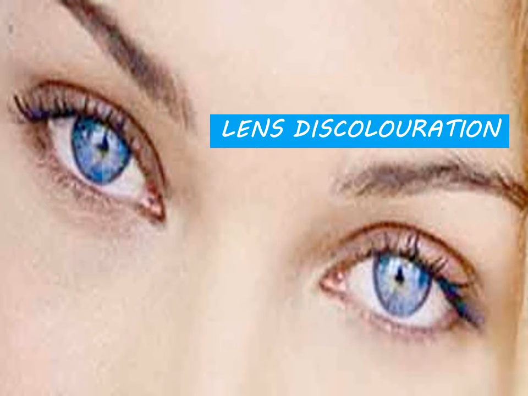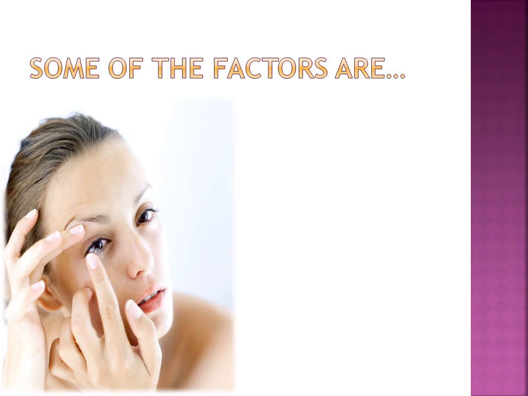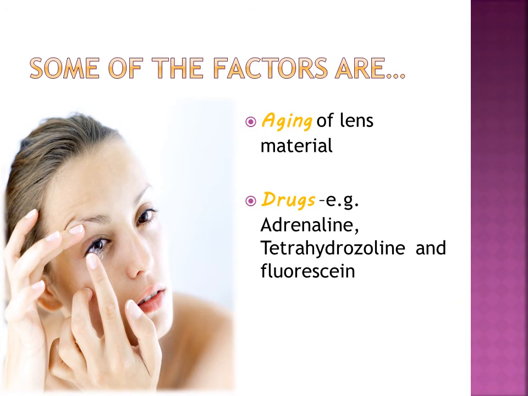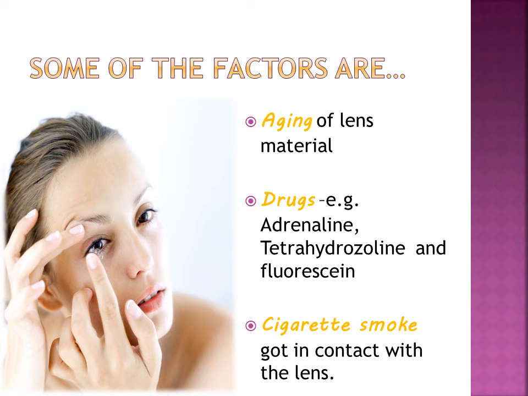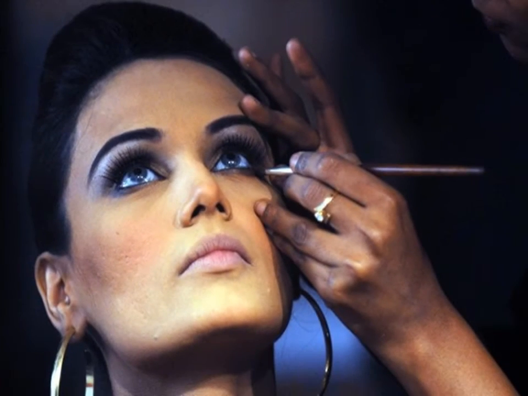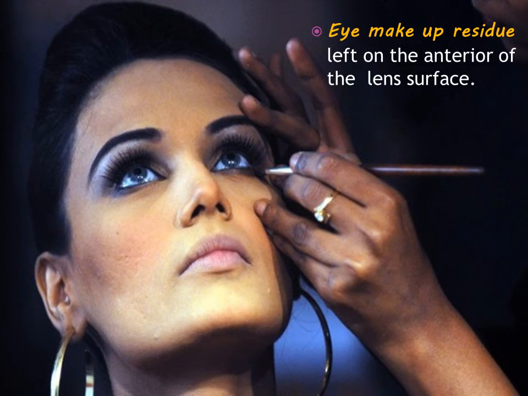Lens discoloration. Why? Some of the factors are aging of lens material, drugs, cigarette smoke, eye makeup residue left on the anterior of the lens surface.